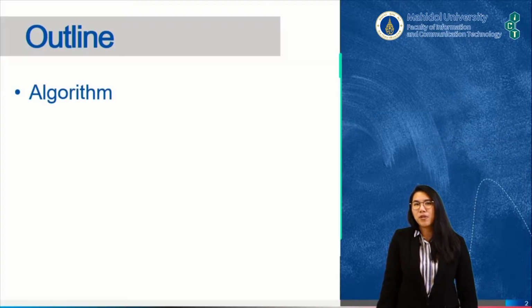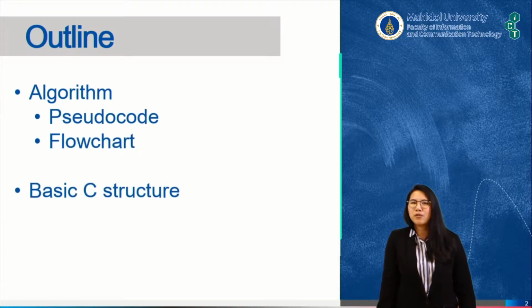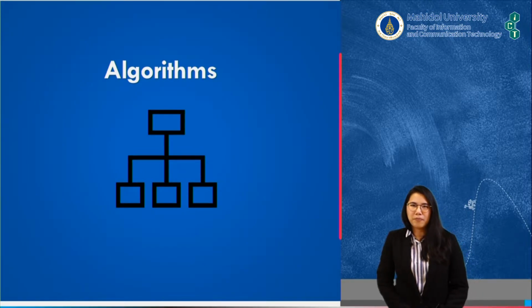The first one we're going to talk about is algorithm, which has pseudocode and flowchart. And the second one we're going to talk about is basic C structure, how you're going to implement the program using C programming. So let's talk about algorithms.